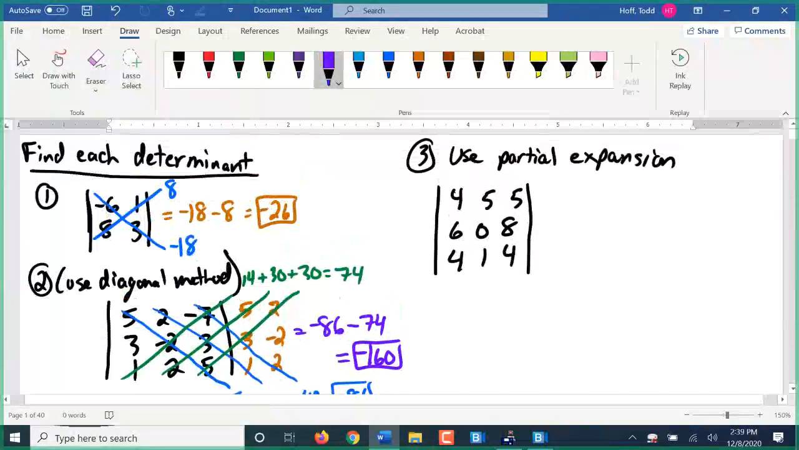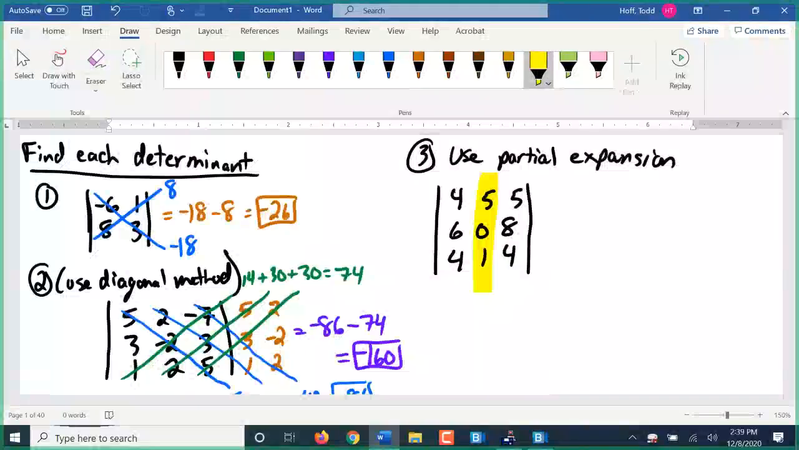Number 3, I ask you to do it using partial expansion, using our minors. I am going to pick this column to expand about. I could have also picked that second row because both of them have a 0 in it, but I'd rather work with 5 and 1 than work with 6 and 8. So I'm going to expand about that column. We should get the same answer no matter what row or column you chose to expand about.